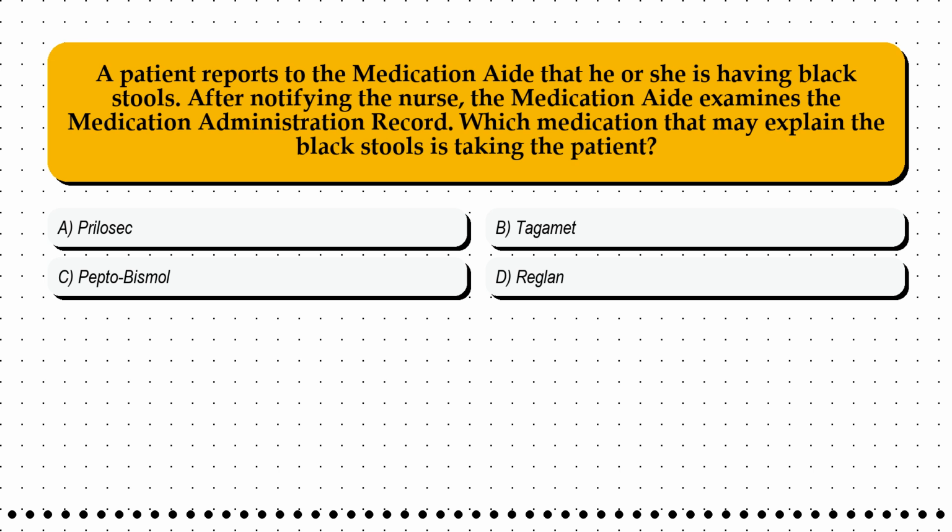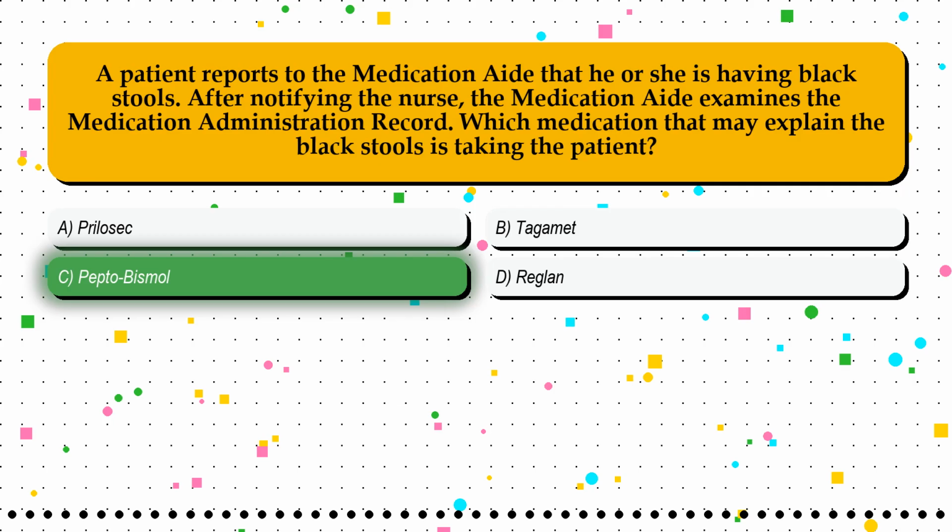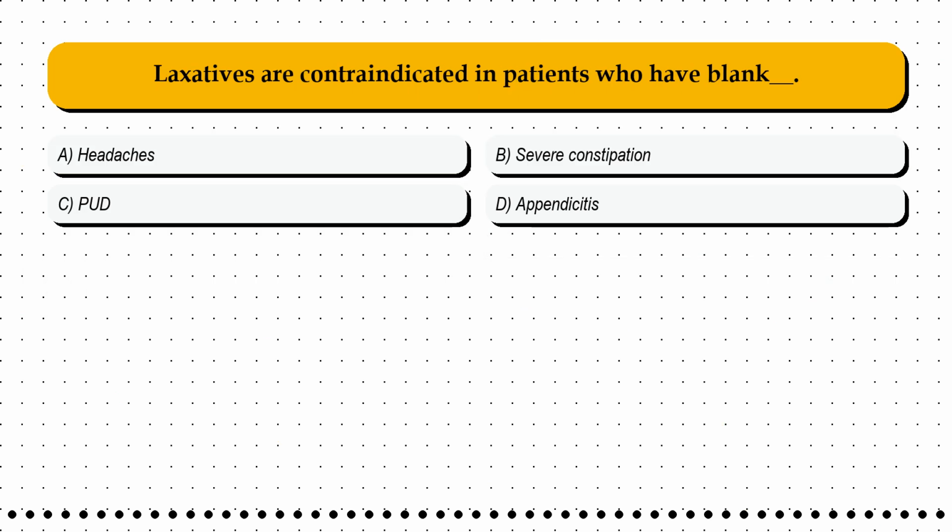Option A. Prilosec. Option B. Tagamet. Option C. Pepto-Bismol. Option D. Reglan. The correct answer is option C. Pepto-Bismol. Question 126. Laxatives are contraindicated in patients who have blank blank.